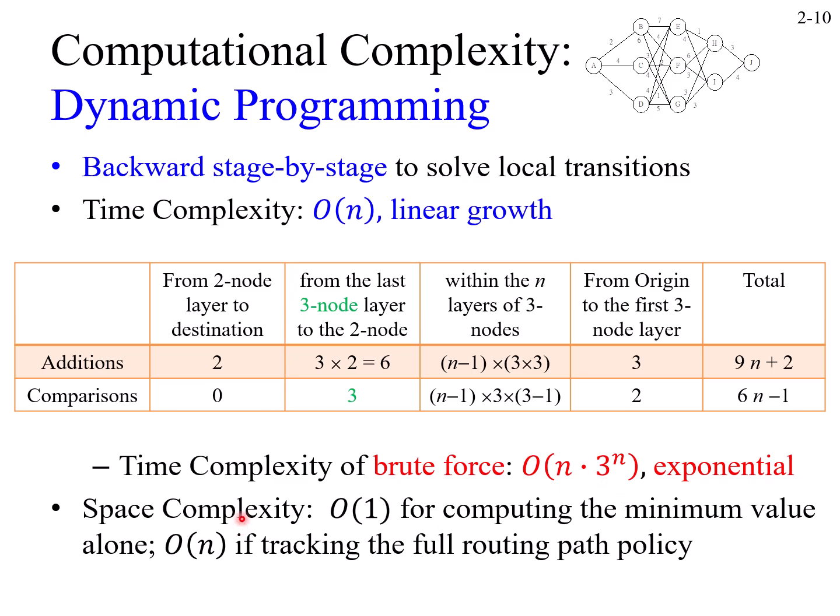And we will see another example in scheduling. We will encounter very difficult industrial problems. So time complexity and space complexity are very important, even for industrial engineers. And we also consider space complexity, where we compute the minimum value, and if we track the full routing path, this is our space complexity, which is not bad, it's still linear.